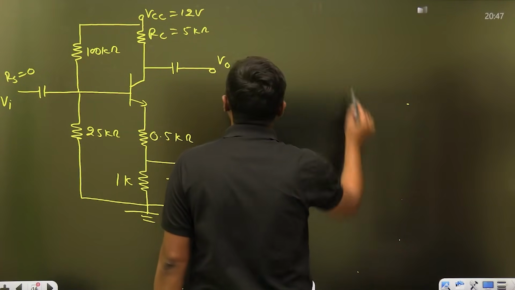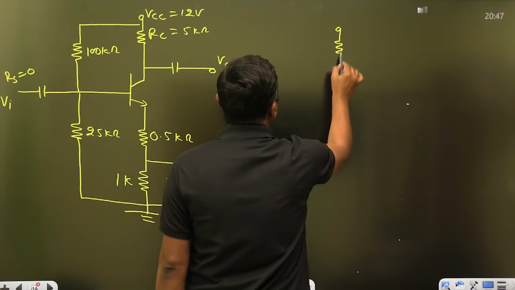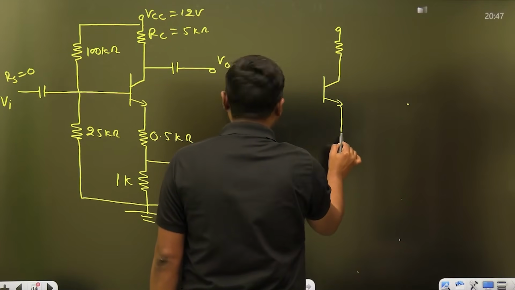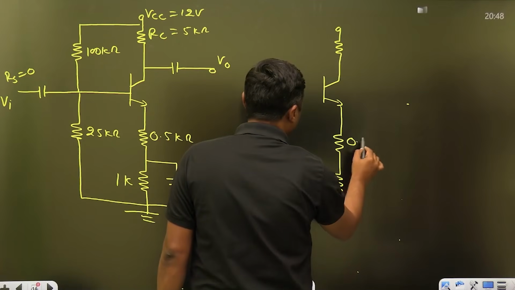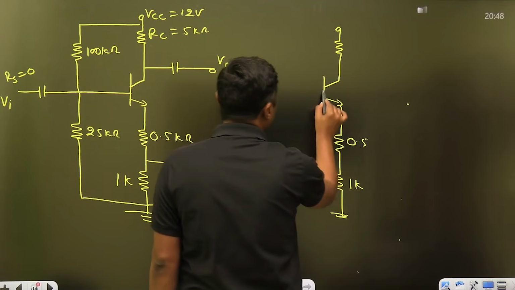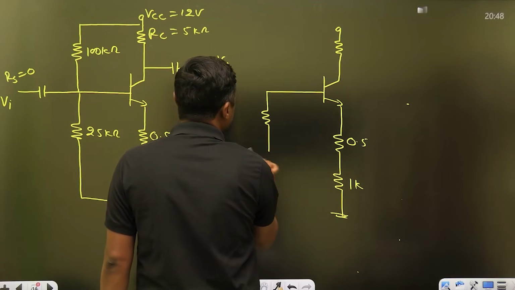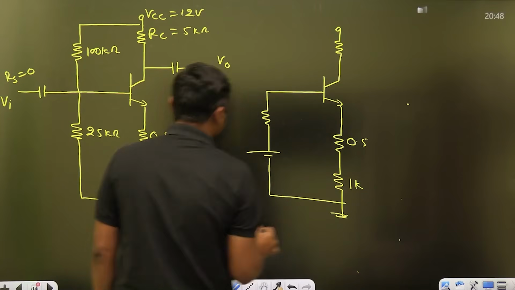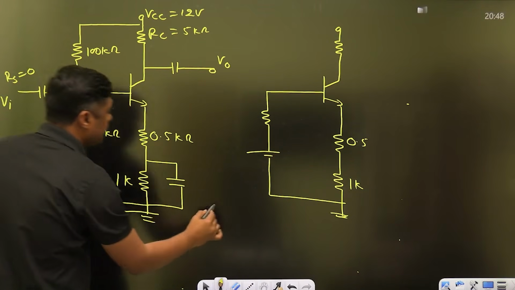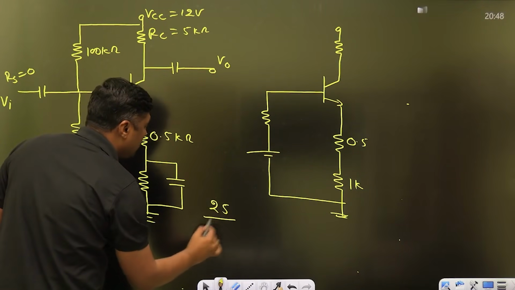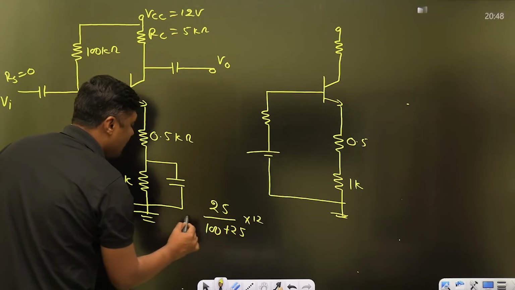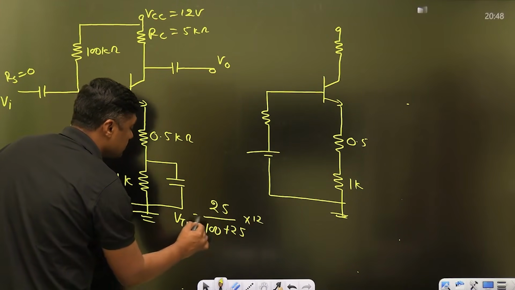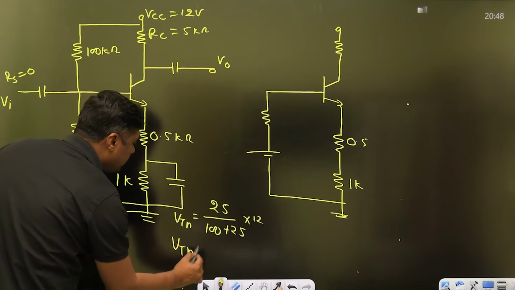Write down the potential divider here. If you want to calculate, first open the capacitors. ये 0.5 बन गया, ये 1 किलो ओम बन गया. यहां पे निकालो RTH, फिर निकालो VTH. VTH मतलब यहां आ जाएगा 25 upon 100 plus 25 into 12. This is the value of the VTH. You can calculate, I think 2.4 volt.